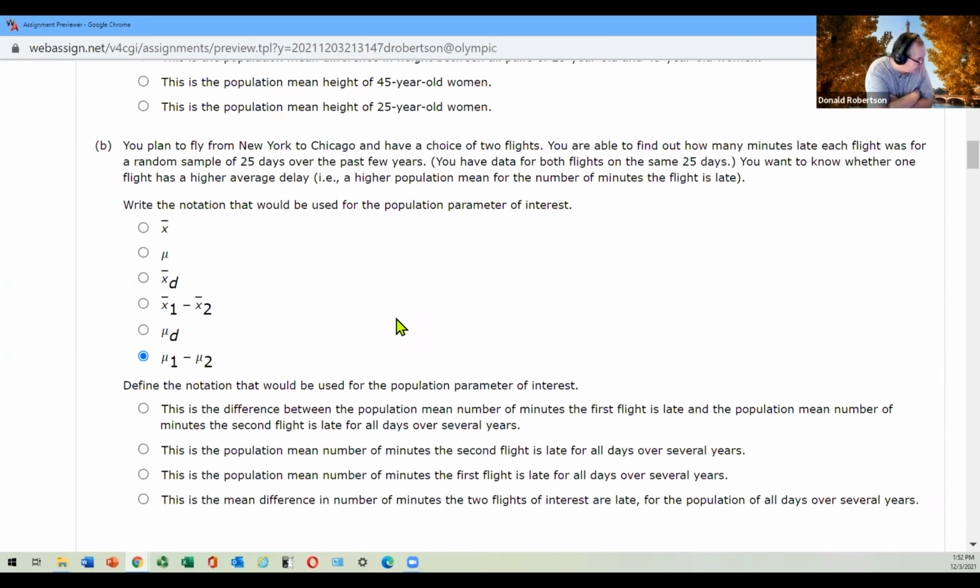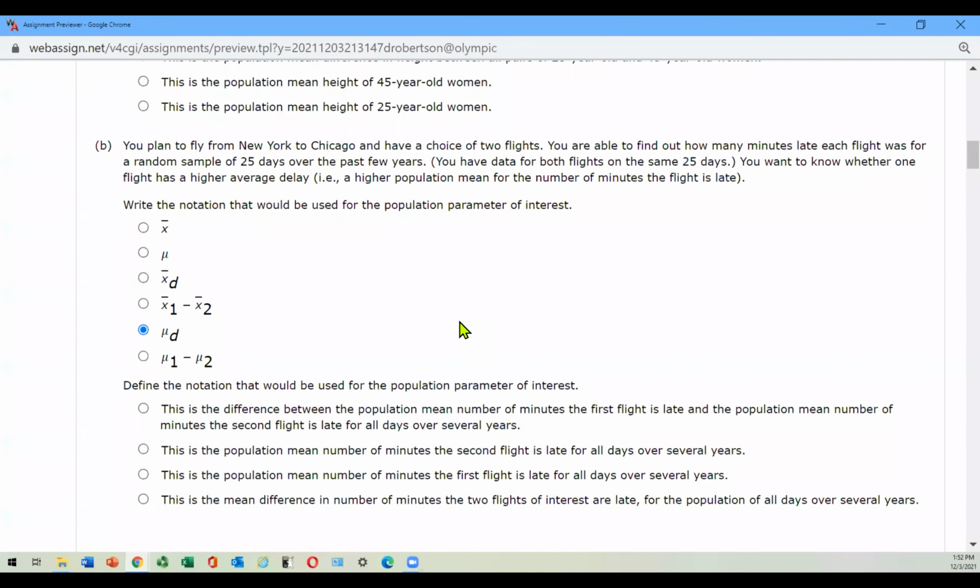Let me read it in case I misread it. You plan to fly from New York to Chicago, choice of 2 flights. I got that right. Some of them are delayed. Yeah, I got that right. You have data for both flights. You want to know whether one flight has a higher average than the other. That we used for the population parameter of interest. The only answer that they could be using is that one. Try that one. Right.